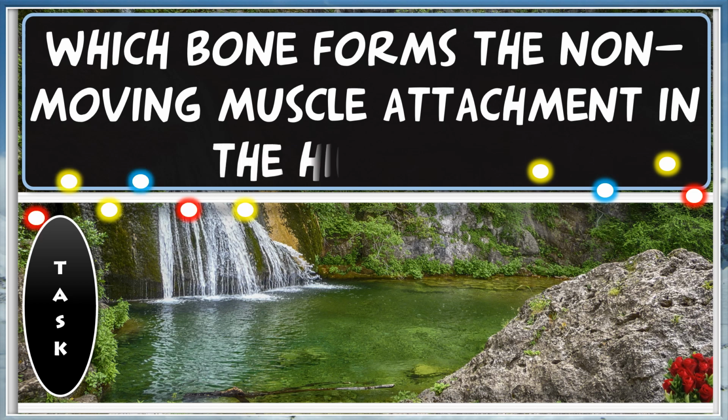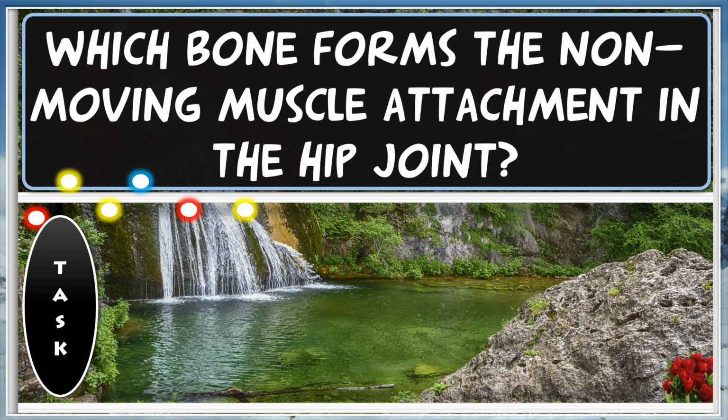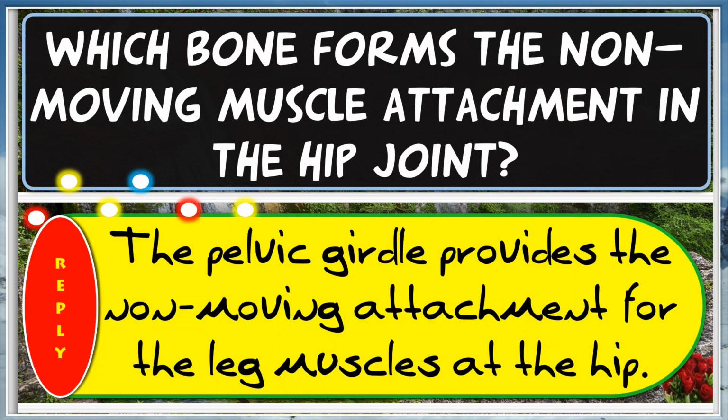Which bone forms the non-moving muscle attachment in the hip joint? The pelvic girdle provides the non-moving attachment for the leg muscles at the hip.